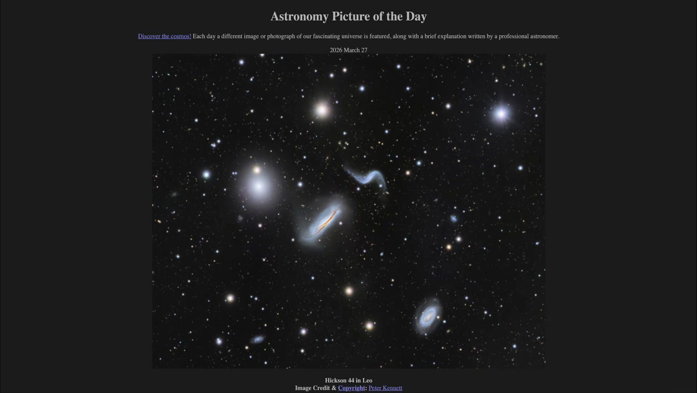Today's picture is titled Hickson 44 in Leo. So what do we see here?